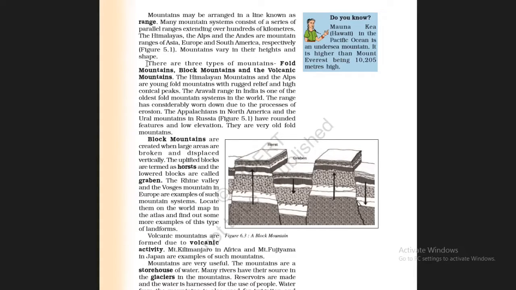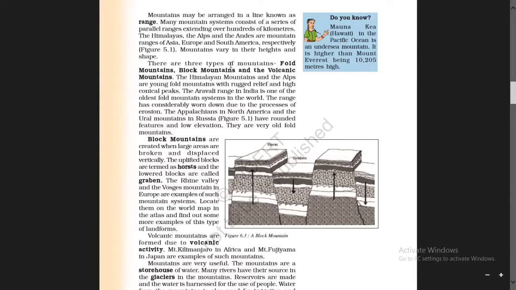See, do you know Mauna Kea, Hawaii, in the Pacific Ocean, is an undersea mountain. It is higher than Mount Everest, being 10,205 meters high. So here you see, this is higher than even our Mount Everest, boys.